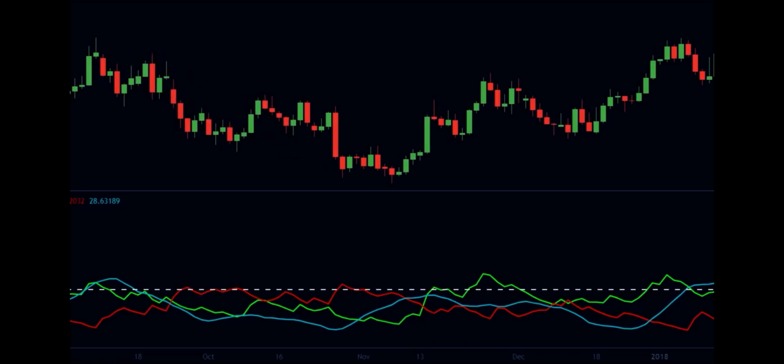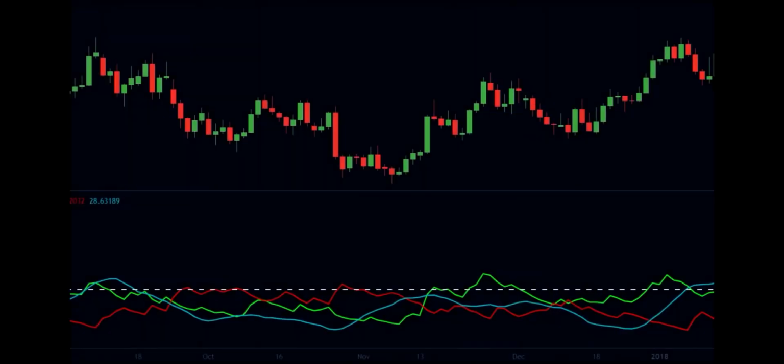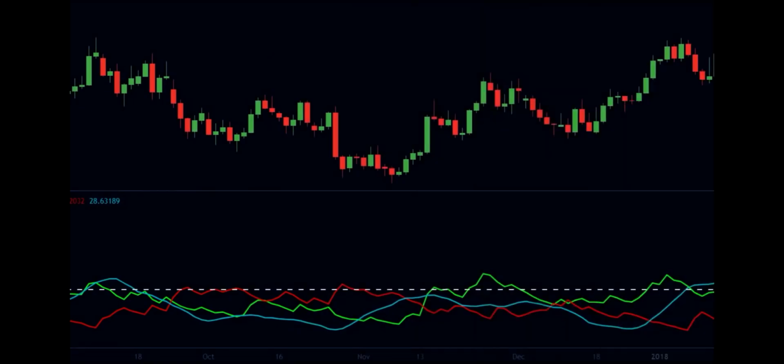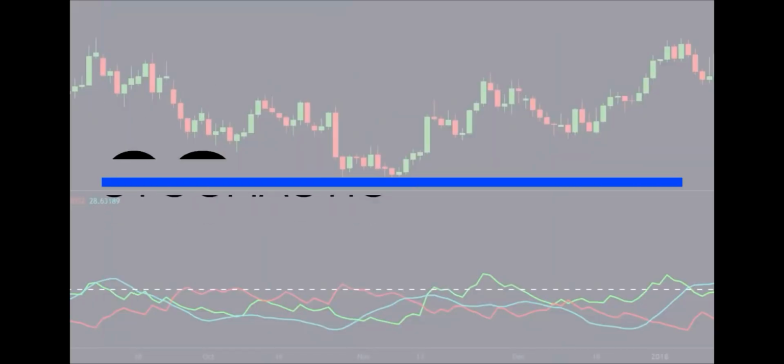So we will look for buying opportunities when the ADX is above 30, and the positive DI is above the negative DI. Similarly, we will look for selling opportunities when the ADX is above 30 and the negative DI is above the positive DI. When the ADX is below 30, we will avoid taking any positions. We will use the ADX at its default 14 period settings with the threshold level set to 30 instead of 20. Now let's look at the last indicator, that is the stochastic.